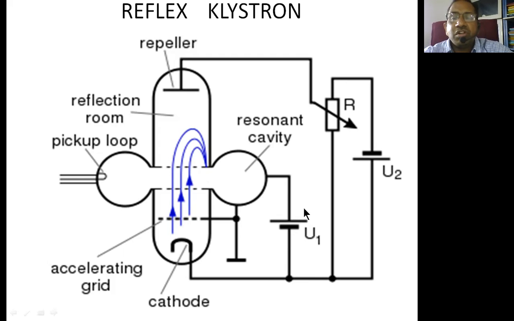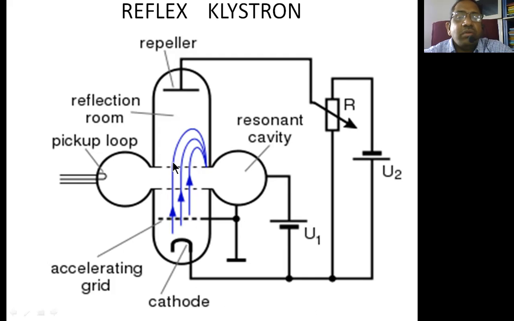Based on the potential of this voltage, the number of electrons generated from the cathode varies. Practically, this will be around 300 volts DC at maximum, called the DC beam voltage. The cathode generates an electron beam, therefore we call this voltage the beam voltage. Now, electrons are negatively charged particles. These electrons are going to get accelerated towards this positively charged resonant cavity. All these electrons are simply going to get attracted.